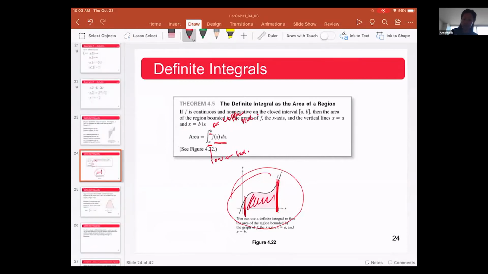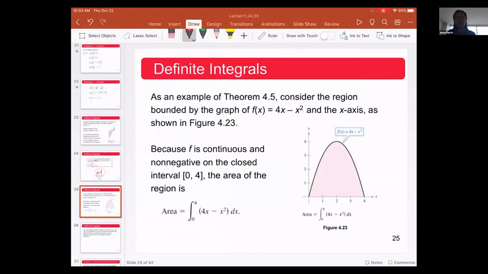So what does that mean? For example, we have this problem right here. This graph right here is 4x minus x squared. I want to find the area of this. The area looks like an oval shape, so I want to find the area of this oval shape from 0 to 4. And you know how to take the antiderivative.